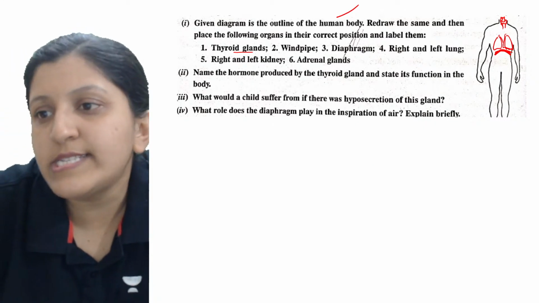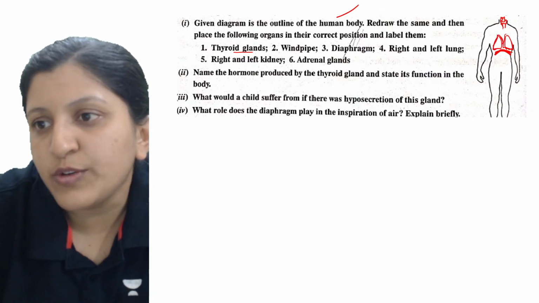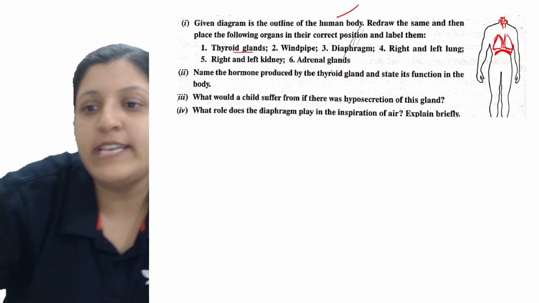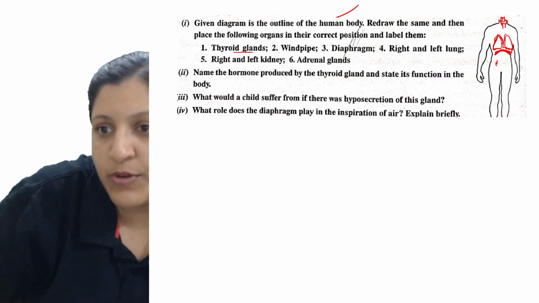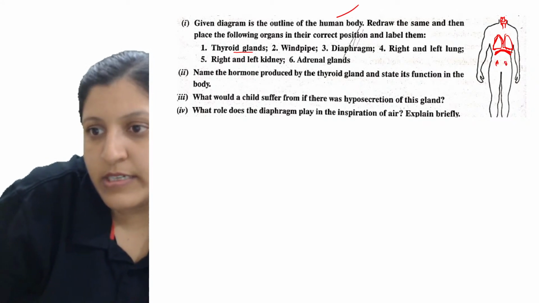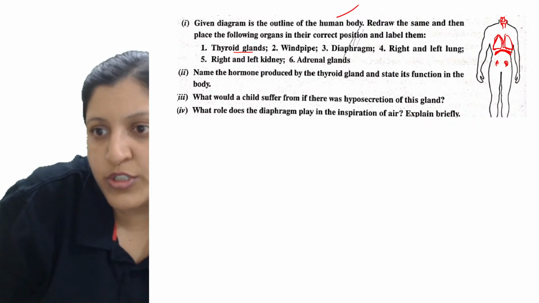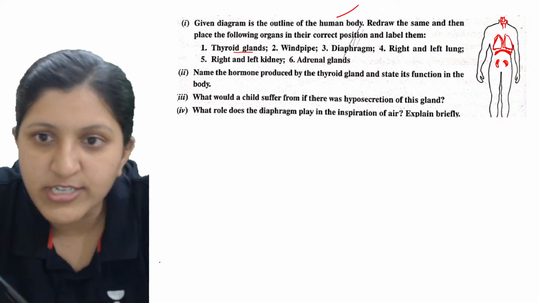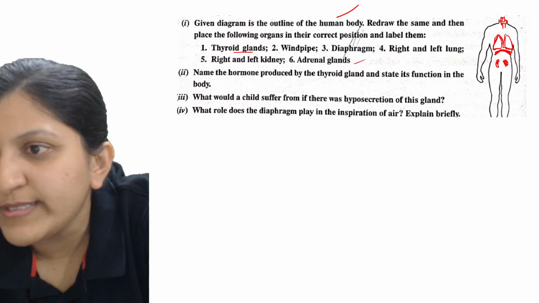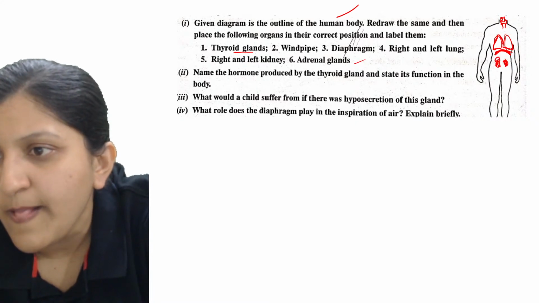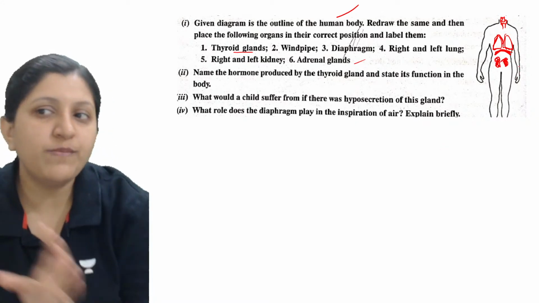Yeah, so the right side as well as left side lung you need to mention. Then the right and left kidney. Over here on the back side, you can show the kidney. So there are kidneys over here. On top of the kidney, you can show the adrenal gland which is present. The adrenal gland is also asked. On top of this kidney, you can show there is an adrenal gland, on both the sides.